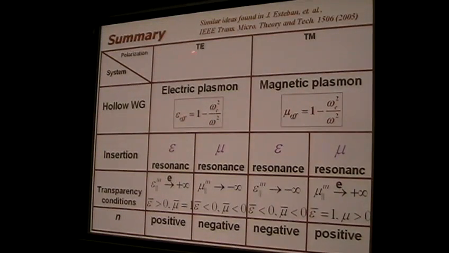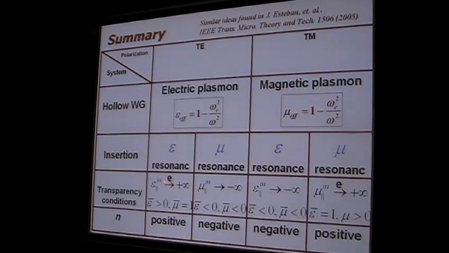I already showed you that for different polarized waves, the hollow waveguide behaves differently, so this is not just what we have been taught in the textbook. For TE polarized, it's an E plasma. For TM, it's actually a magnetic plasma. Then you immediately find that for these two environments, you have basically 4 situations to make the whole system transparent. You can insert an E resonance, and you can also insert a mu resonance, and the same can be done for the TM polarized wave. So you have 4 different situations to make the whole system transparent.